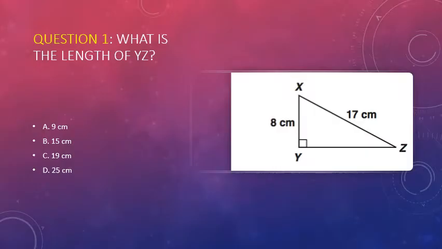Question 1. What is the length of YZ? Is it A, 9 centimeters, B, 15 centimeters, C, 19 centimeters, or D, 25 centimeters? Your time starts now.